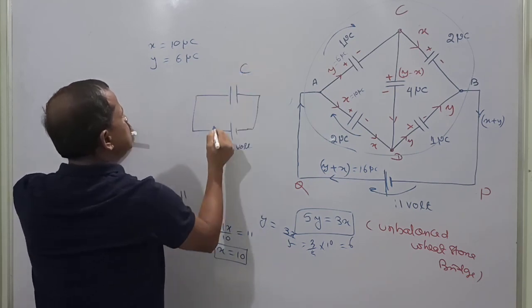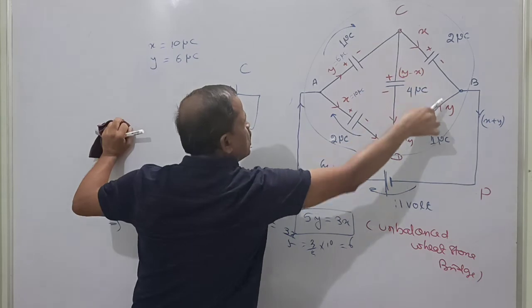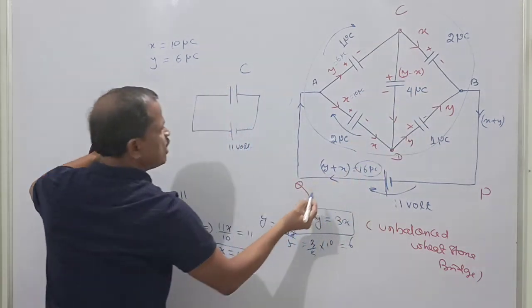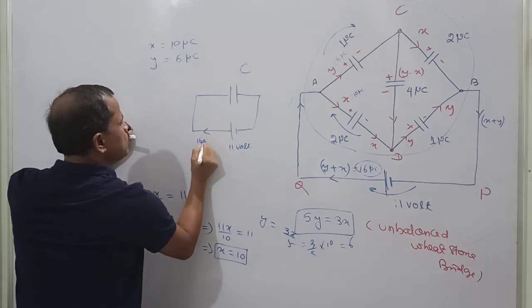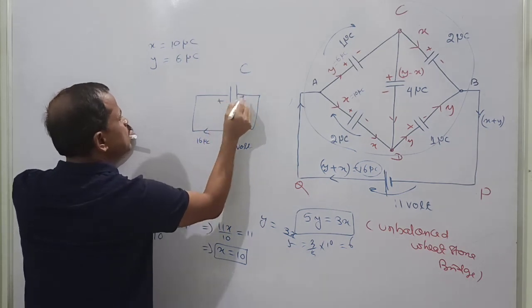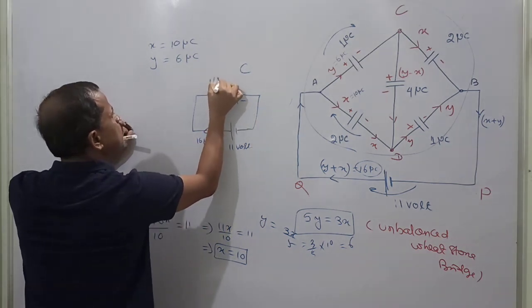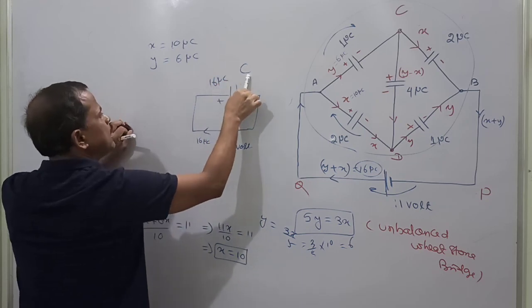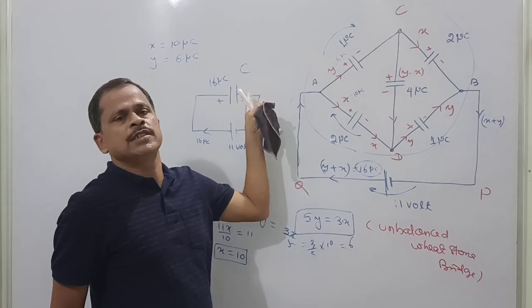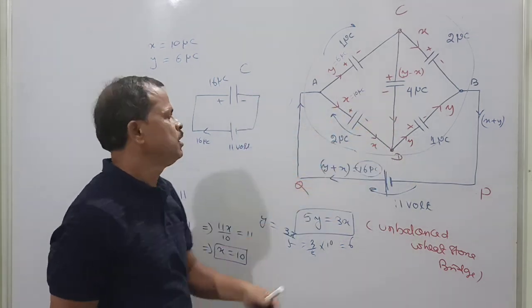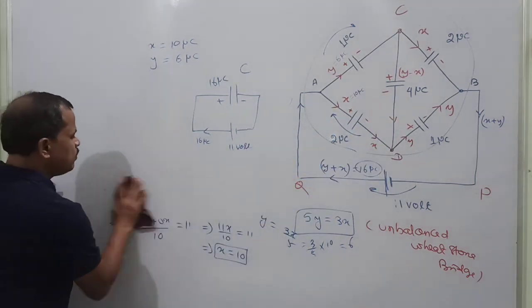That capacitor is C. This combination is taking how much charge? 16 microcoulomb. Then this capacitor will also take 16 microcoulomb. This is positive, this is negative. This capacitor alone is the substitute of the combination. That is called the equivalent capacitance of this combination system. Then what is that equivalent capacitance now?